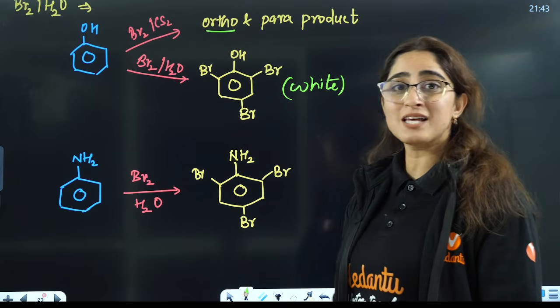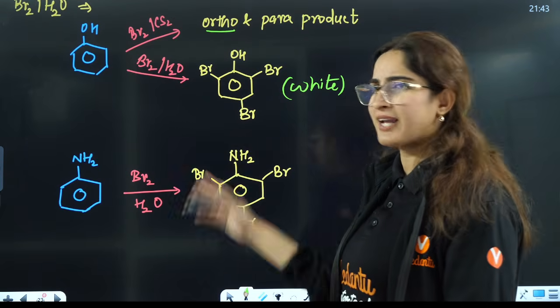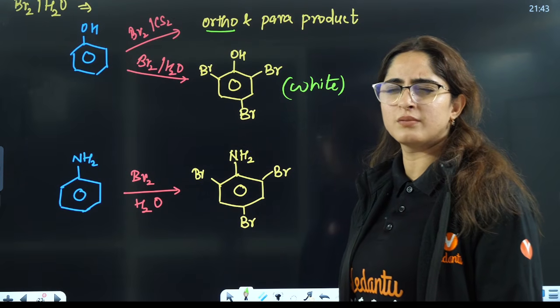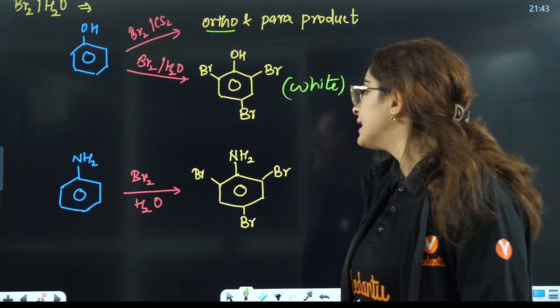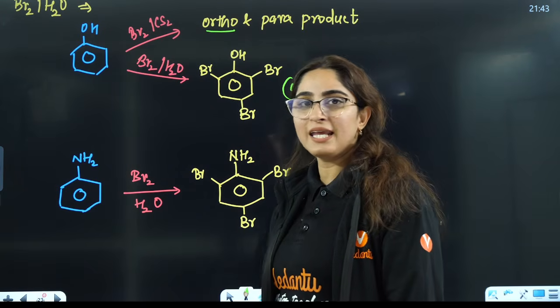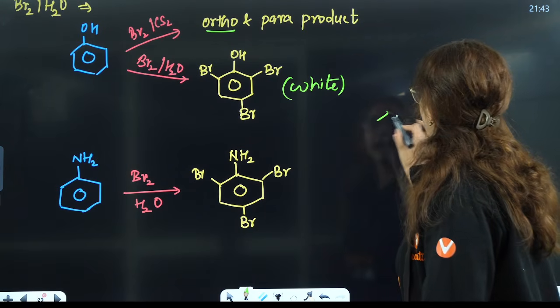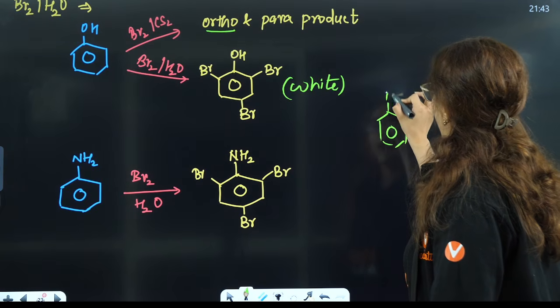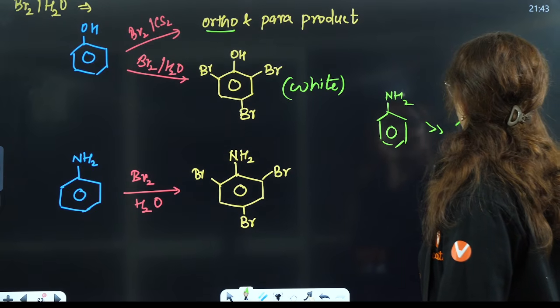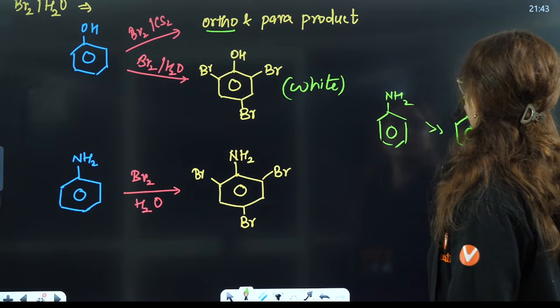This one also has white precipitates. This is also a test of phenol only, right? But in case of aniline, see which one is more reactive, aniline or phenol? Aniline is more reactive. Why? Because aniline is not clever.